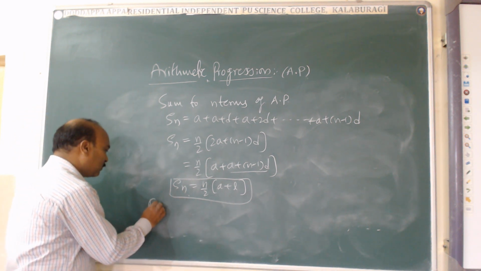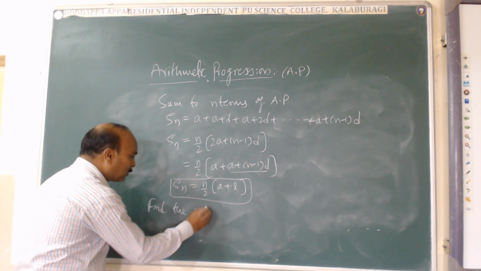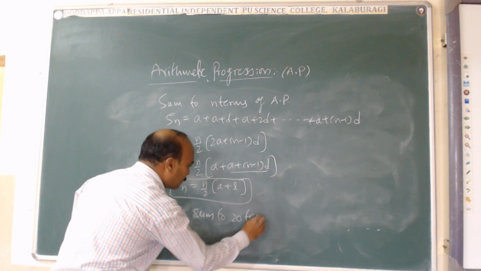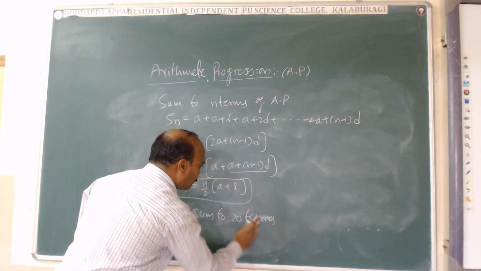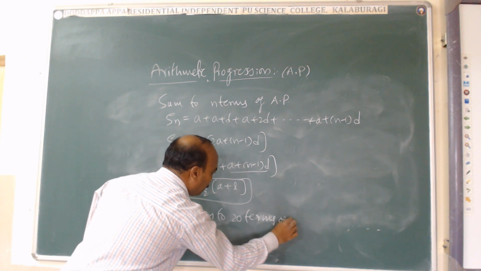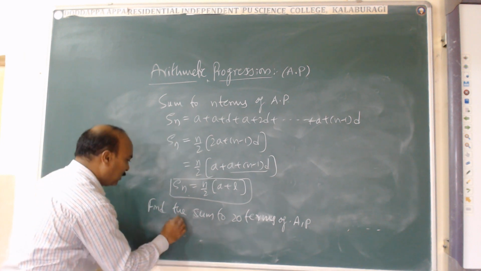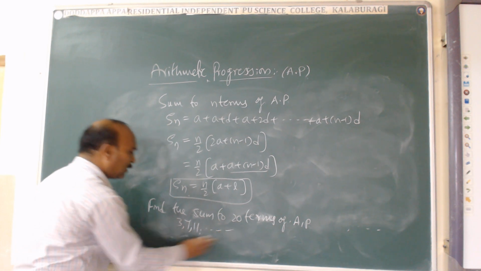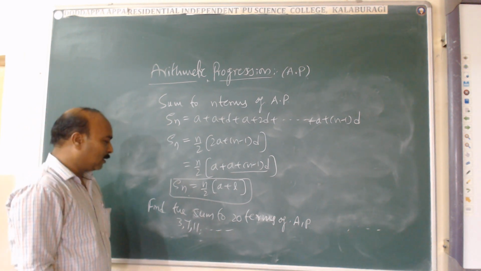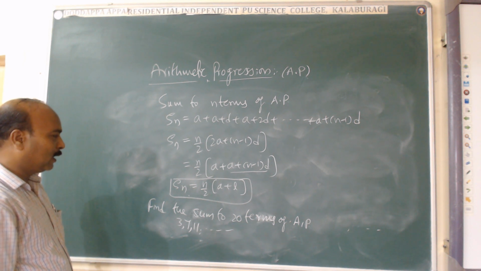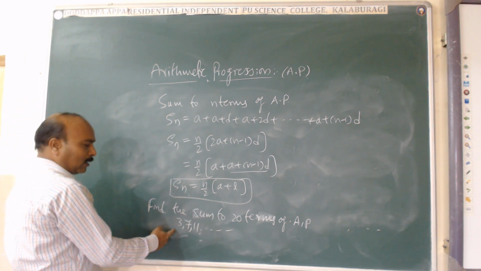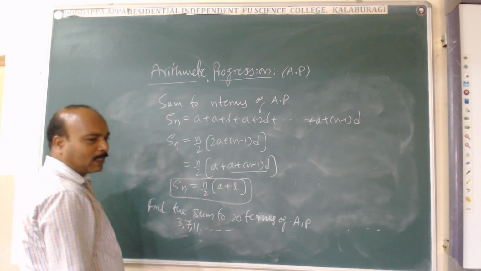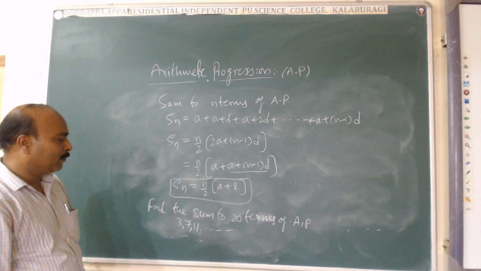Find the sum to 20 terms of the AP, that is 3, 7, 11, and so on. Now the given AP is 3, 7, 11, and so on. Here it is an AP because the common difference is constant. 7 minus 3 is 4, 11 minus 7 is also 4. Now by seeing the example we confirm that it is an arithmetic progression only.